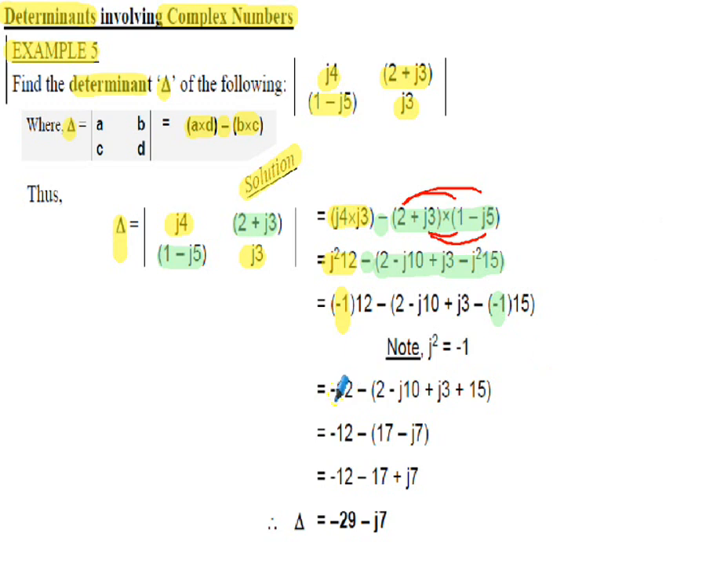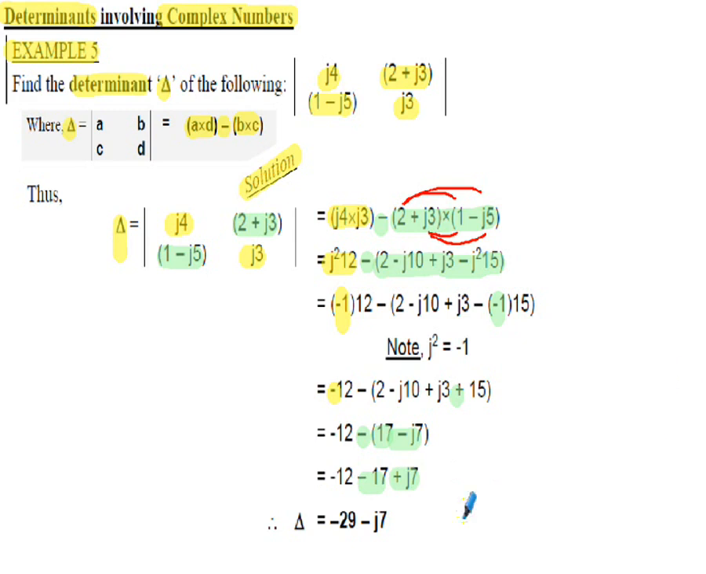So on the next line, we get the change of signs occur because of the negative 1. So change of signs here and here. What I do on the next line is simply add my like terms in the brackets. So 2 add 15 is 17, and negative J10 plus J3 is negative J7. On the next line, I'm just accounting for the negative outside the bracket here, so I will get negative 17 plus J7. Be careful of double negatives there.